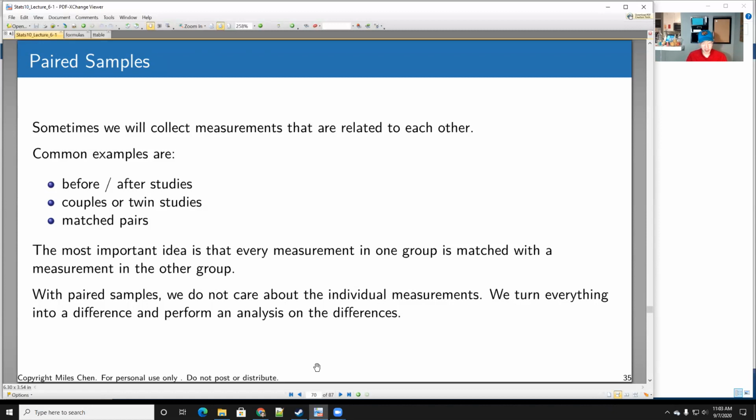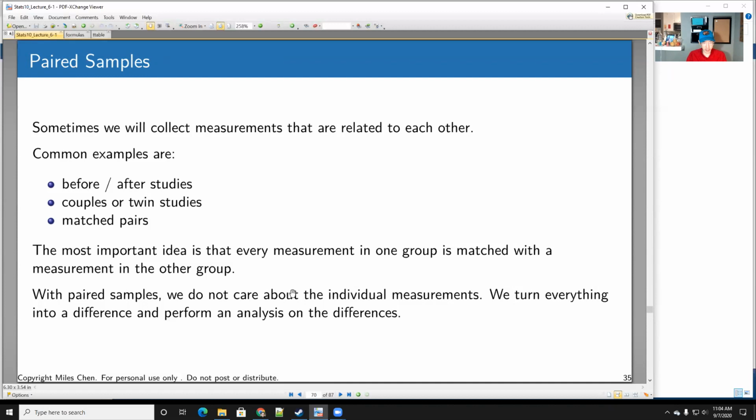Or you might have matched pairs, where you have two different groups, but you line up the measurements based on demographics. So you might have a sample of students from this school and a sample of students from that school, and we try to line them up. This student's score is going to be compared to that student's score because, based on other demographic things, maybe they're the same age, same ethnicity, and same socioeconomic status. You try to match up every observation in this group with an observation in the other. That would be a matched pairs study.